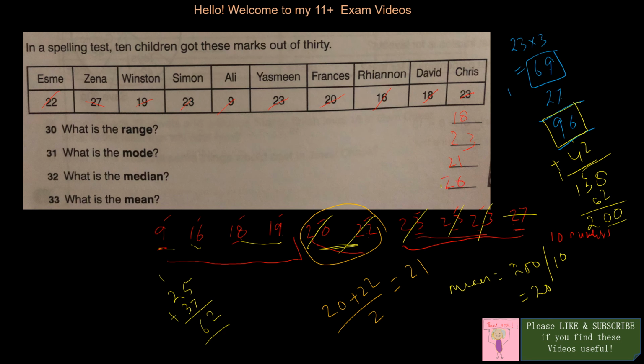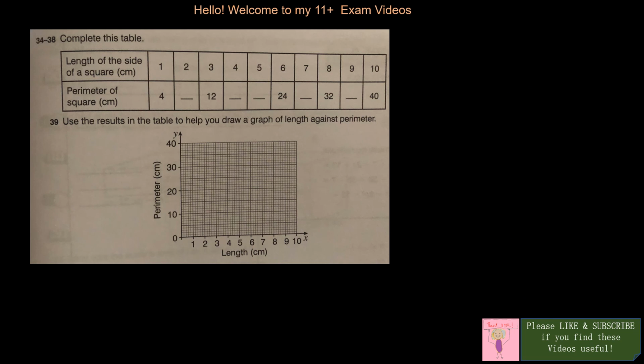So the next one, okay. So I have to write the perimeter. So this is a square. The perimeter will be times 4. So it is 8, 16, 20, 28, 36. Then I have to draw a graph of length against perimeter. So let me draw 10 and 40 pointers here.